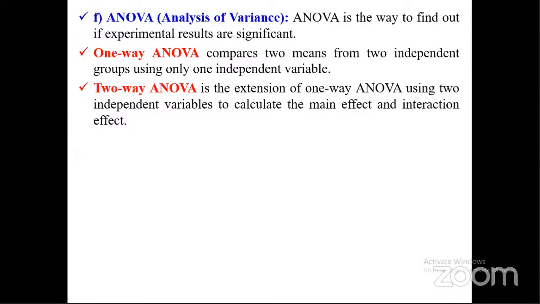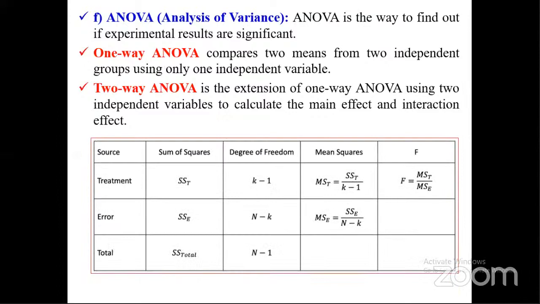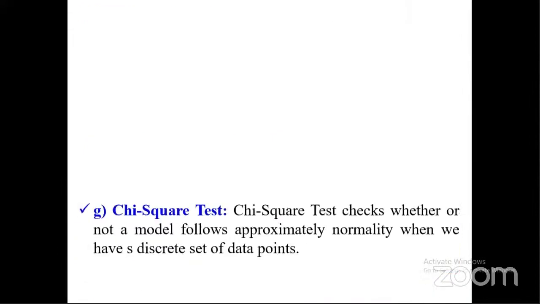ANOVA is the way to find out if experiment results are significant. We are using one way ANOVA and two way ANOVA. It is a very interesting technique in the SPSS tool, Statistical Package for Social Science, and SAS tools, which we are using in order to perform ANOVA testing.